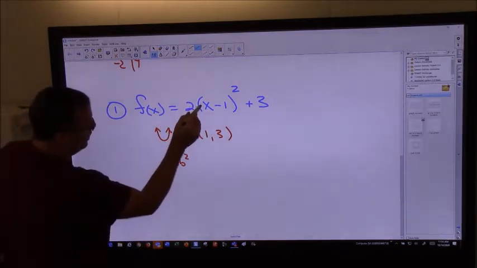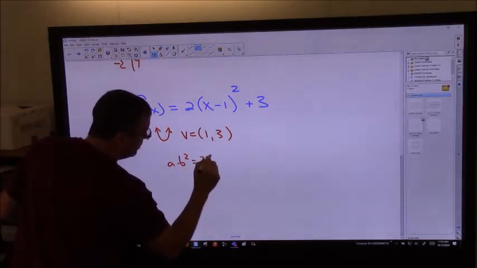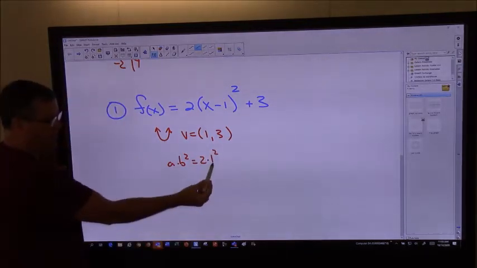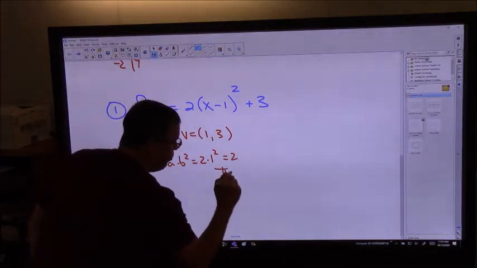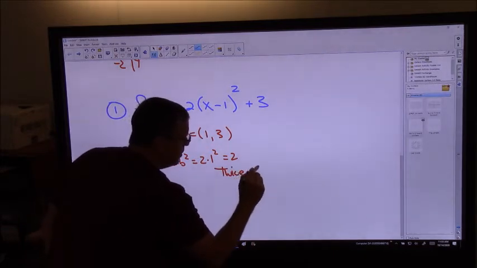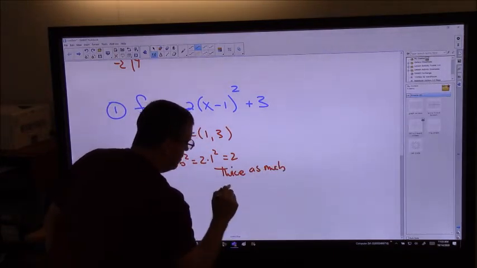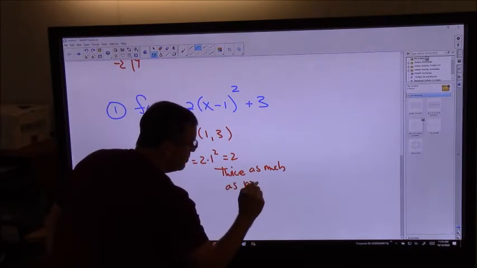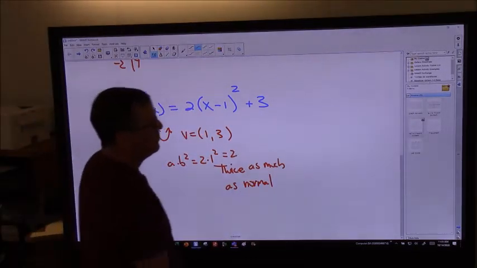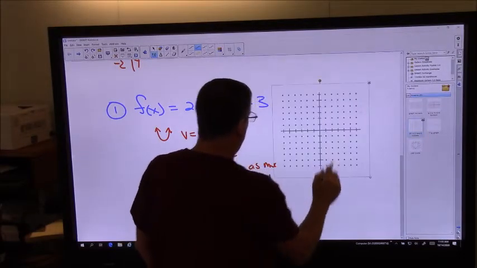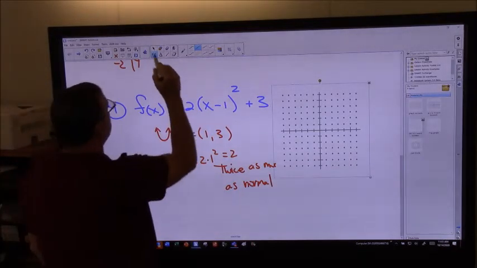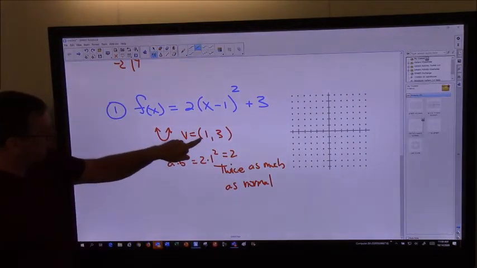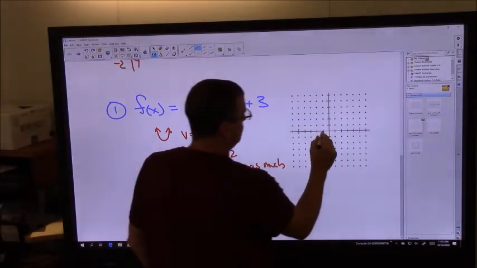So this equals 2 times 1 squared. Remember, order of operations, you got to do the exponent first. So that's 1 times 2. I get 2. This means I'm going to do twice as much as normal. So now I just need to get an xy coordinate system and draw a picture of what this graph would look like. All right, so first thing I need to do is put my vertex on the graph, 1, 3, right there.